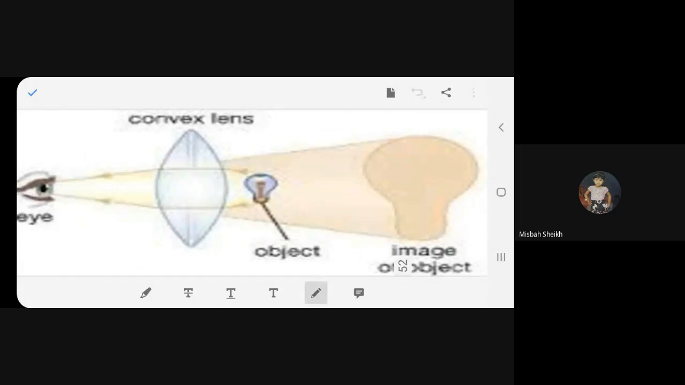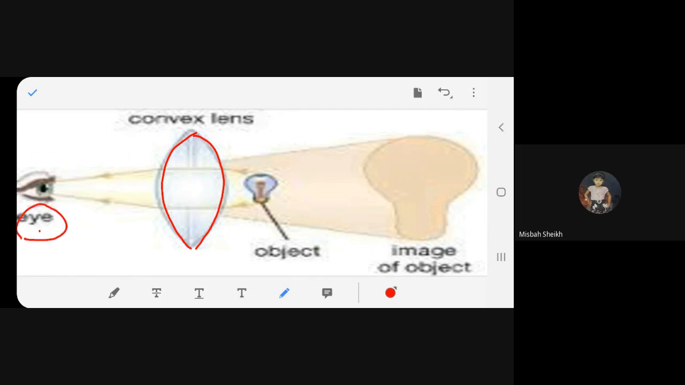Now this is a convex lens. You agree, beta? This is a convex lens, and you are observing from here. It's your eye. You're observing. What are you observing? The object. Which is the object, beta? The bulb. Yes, it's the bulb.